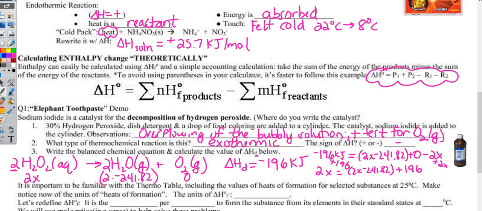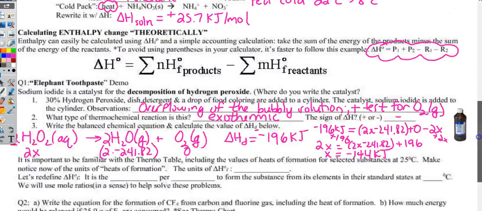And I end up calculating that x is equal to negative 143.8. And as far as sig figs are concerned, because I have the negative 196 in the ones place, I can't really go any further than that. So I'm going to say it's negative 144, because adding and subtracting is a little bit different. And so I'm going to say negative 144 kilojoules is what my x would be equal to. Okay, so I just wanted to make sure that you could see how we would solve for that.